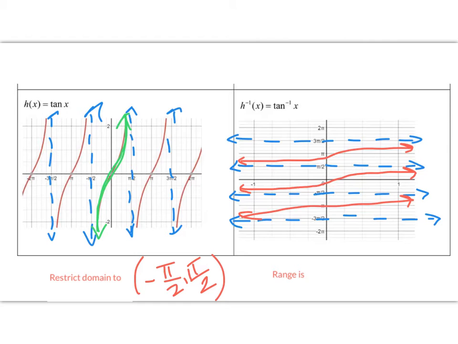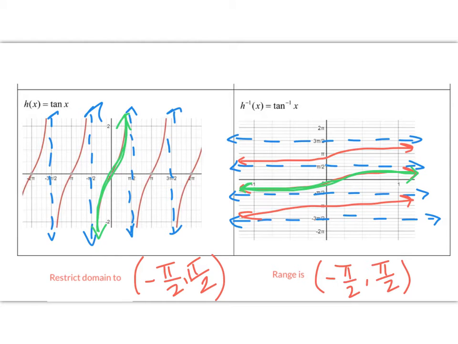That grabs all the values of the range. The range is negative infinity to infinity, so that grabs all of it, and then it doesn't have any repeats, so to speak. We do have the parentheses around these instead of the brackets because at pi over 2 and negative pi over 2, the function is undefined.